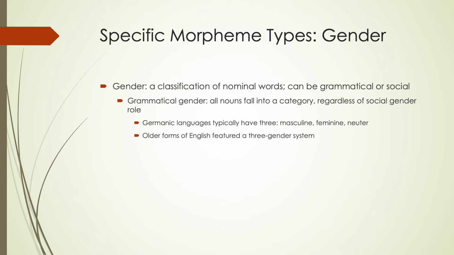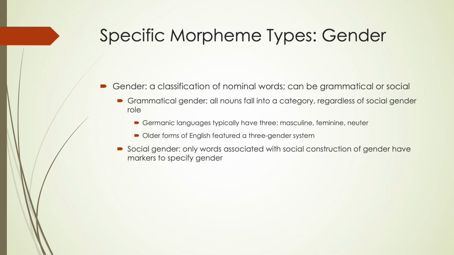This is in comparison with something like social gender, which is what we now have in modern day English, where only words that are associated with a particular social construction of gender have markers that specify gender. So we see this in our pronoun system. Things like he or she or they are different ways that we associate certain constructs of social gender to different words. And the way that we're doing that is typically done through things like pronouns. We don't have a lot of markers for that otherwise anymore.